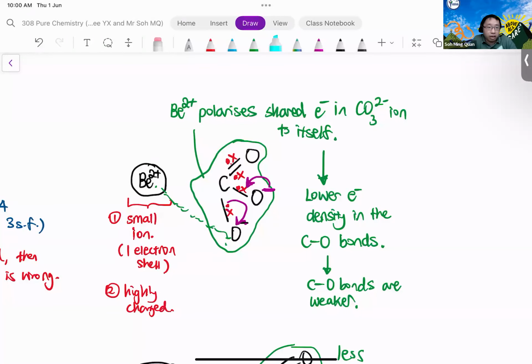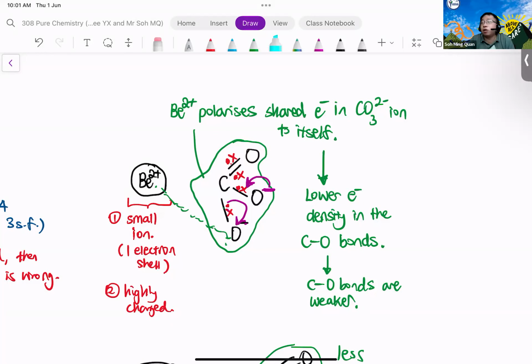Because there's covalent bonding between the C and the O, they are shared electrons, right? What happens is the electrons that are shared in the covalent bonds can be attracted to Be2+, and that's logical because electrons are negatively charged. Even though they are being shared between the carbon and oxygen, if you put them close enough to the Be2+, the Be2+ ion can attract the shared electrons towards itself. This is called polarization. We say Be2+ polarizes the shared electrons in the carbonate ion towards itself. The electrons start being drawn towards Be2+. They don't leave the covalent bond, but they are slowly being attracted.